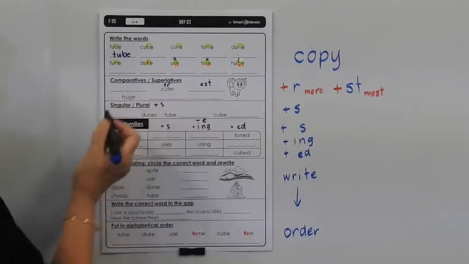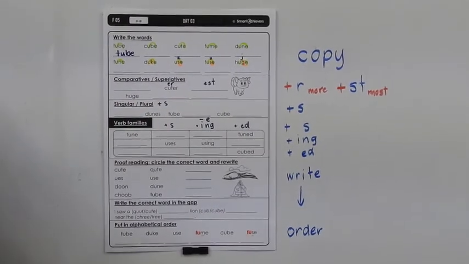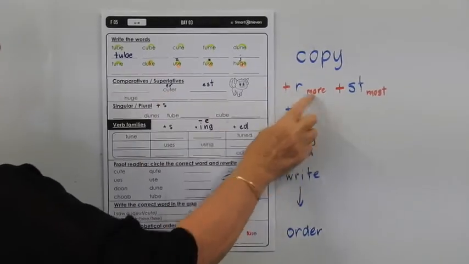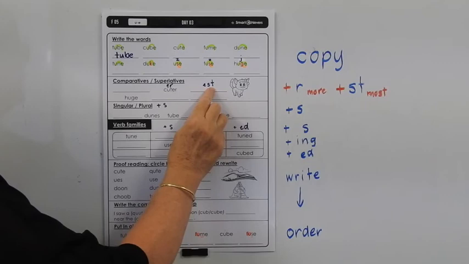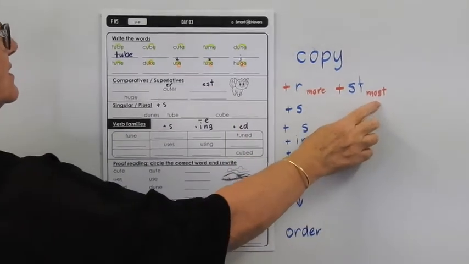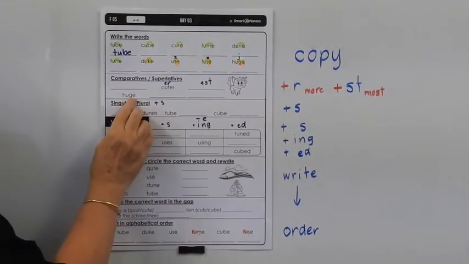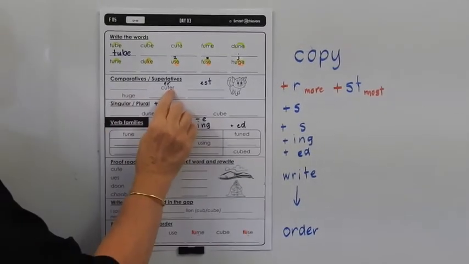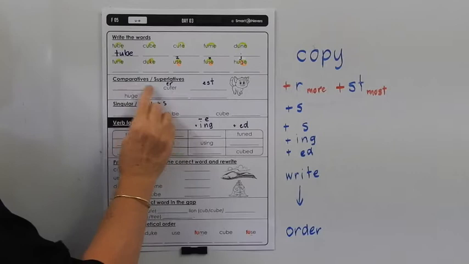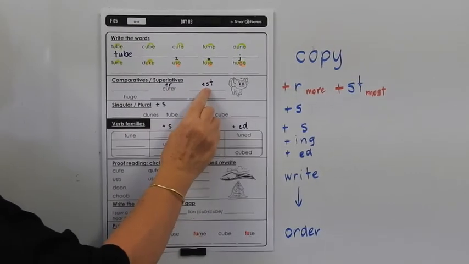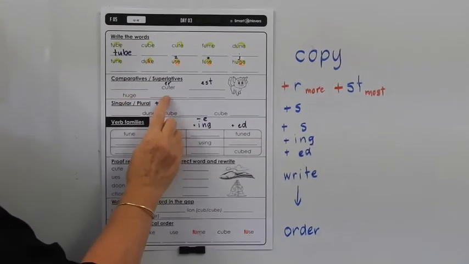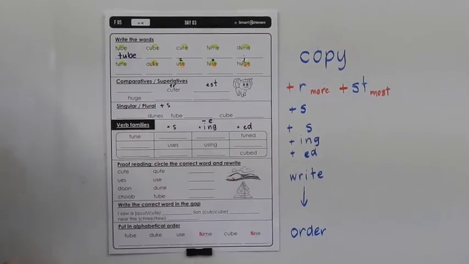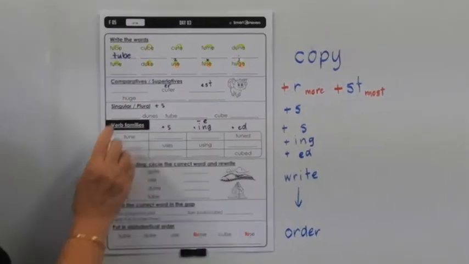Here we've got comparatives and superlatives. So when we add ER to a word, it means more. And when we add EST to a word, it means the most. Now if a word ends in E, we don't have to add another E. All we have to do is add the R. So you've got cute, cuter, cutest, huge, huger, hugest. We don't say this a lot, but it is a real thing.